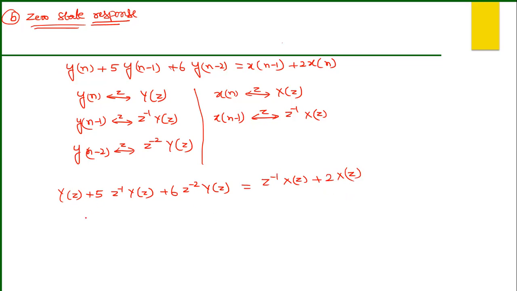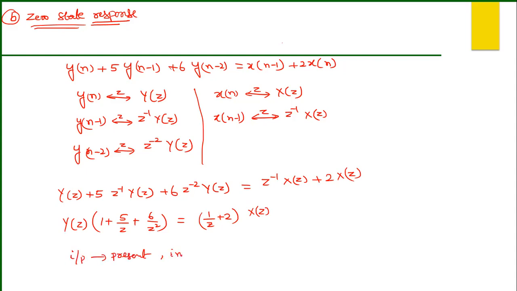Now, Y of z, you take common: 1 plus 5 into z inverse, that is 5 by z, plus 6 by z square, is equal to 1 by z plus 2 into X of z. Now, what is the input? Zero state response means input is present and initial conditions are 0.